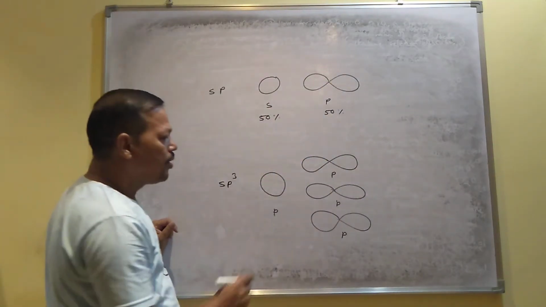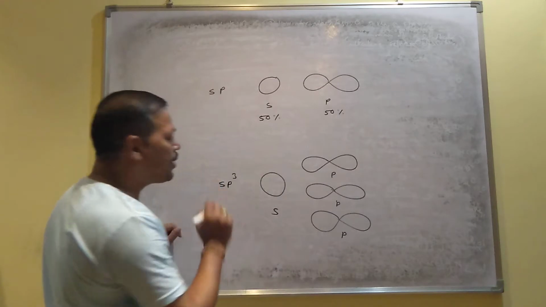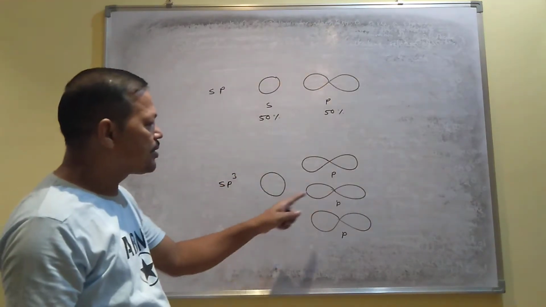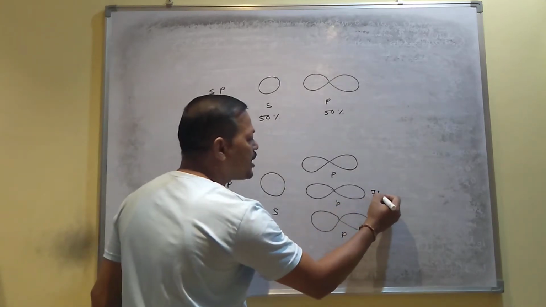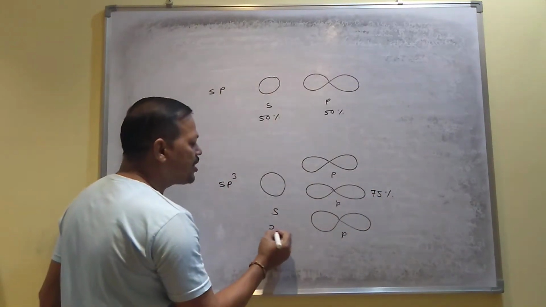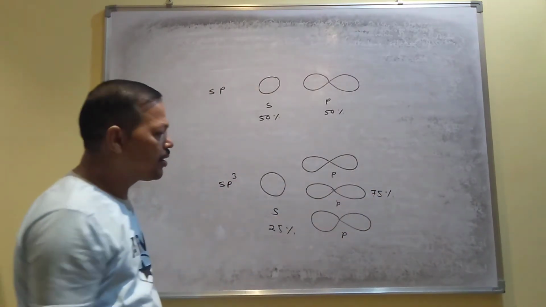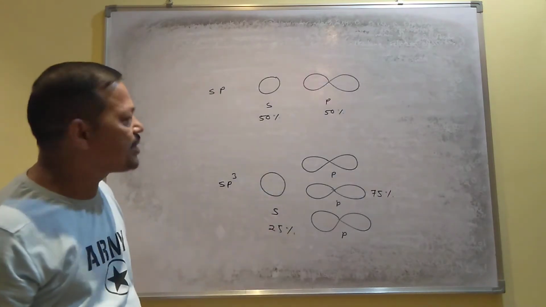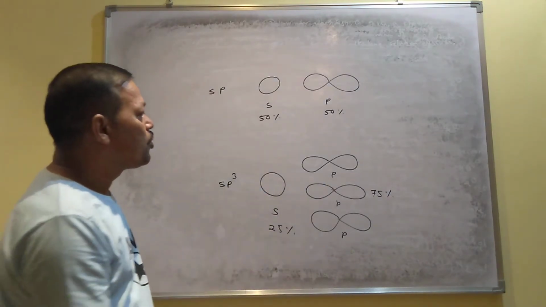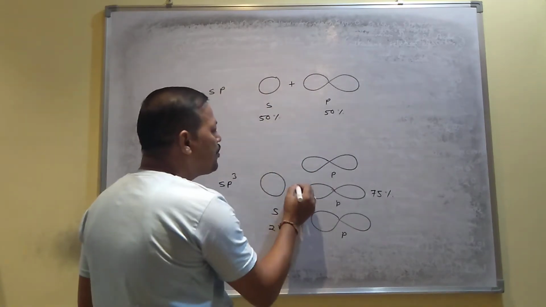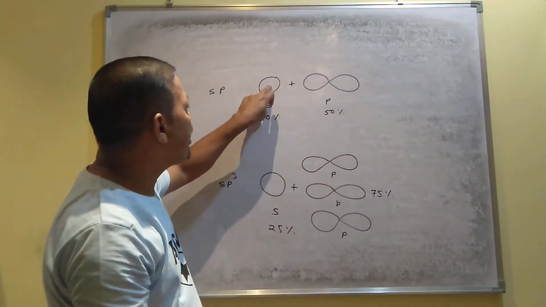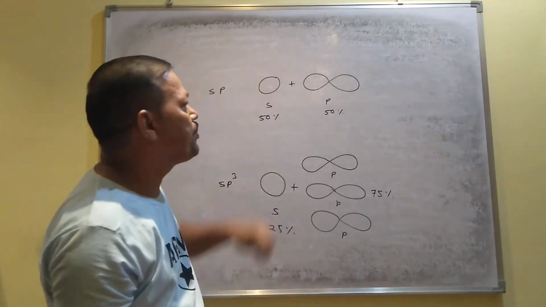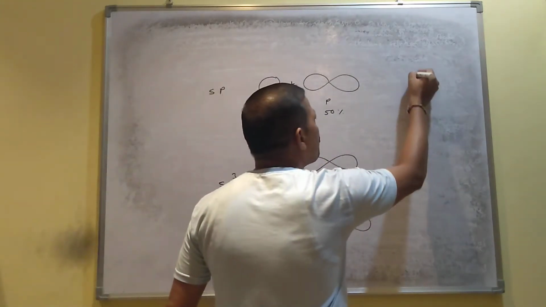But in the case of sp3, one s and three p, that means here you will get 75% p character and s character you will get only 25%. Here s character is less, and depending on that, after mixing, what will be the shape of the hybrid orbital? Here one s is totally mixed with one p, and that is why the shape of the orbital is like this.